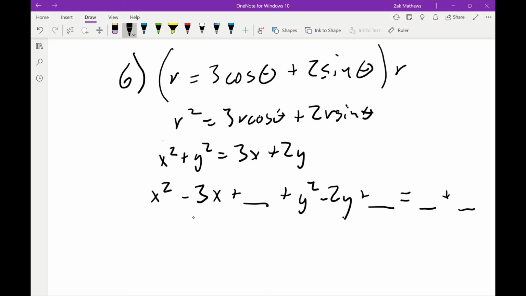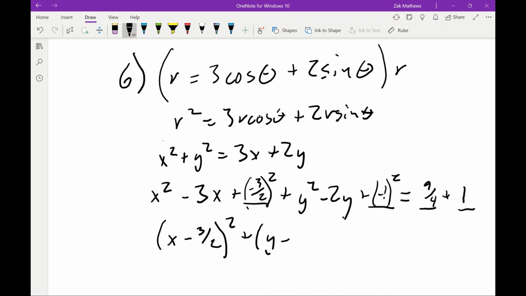For the x's, I look at half of -3 is -3/2. Square it, it's 9/4. Put it on the other side to keep the equation balanced. Half of -2 is -1. Square that. That's going to be a 1. Keep the equation balanced. So I have x minus 3/2 squared plus y minus 1 squared equals 9/4 plus 1, which would be 13/4. And there's my equation.